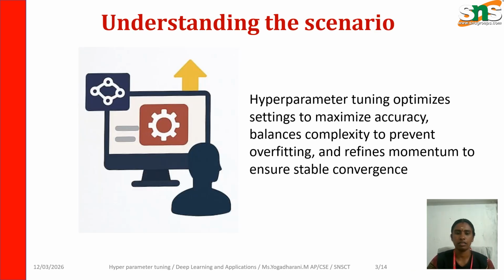Here, understanding the scenario, hyperparameter tuning helps maximize accuracy, prevent overfitting, and ensure stable convergence. The concept is that different parameter settings lead to different model performances. For a better understanding, in online shopping recommendations, tuning improves the accuracy of product suggestions.